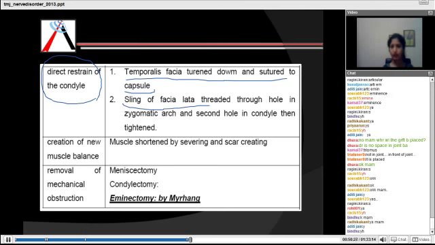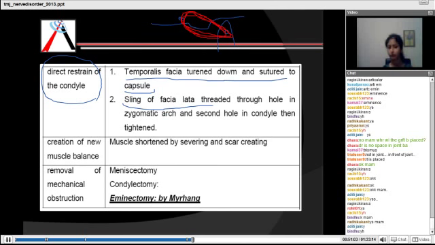The sling of the fascia lata, now what he did was, this is your zygomatic arch and this is your articular eminence. This is your condyle. They made a hole in the zygomatic arch and a hole in the condyle. And then he took a fascia lata and passed it through this hole and tightened. So this actually tends to restrain the condyle in its place and prevented the anterior dislocation of the condyle.